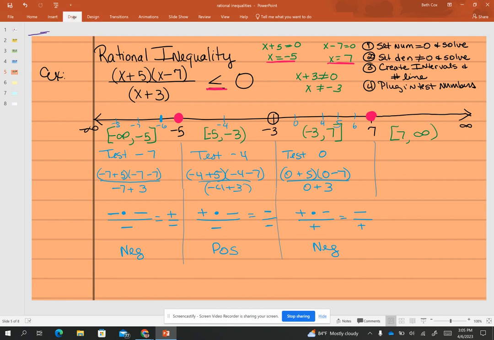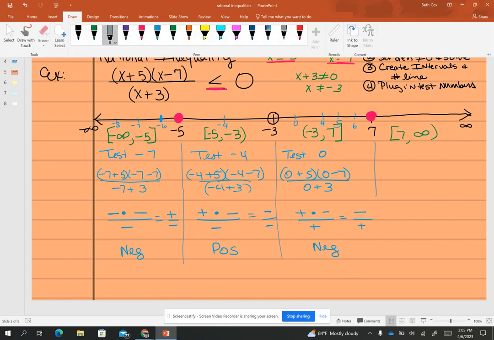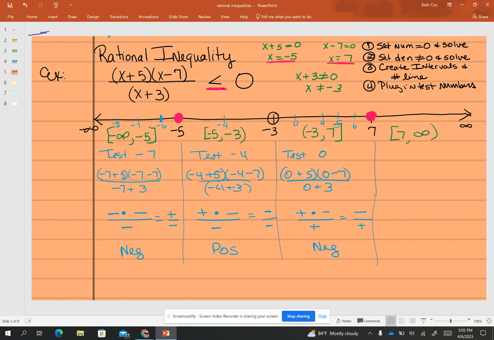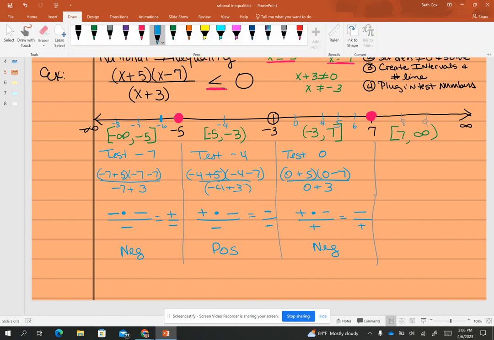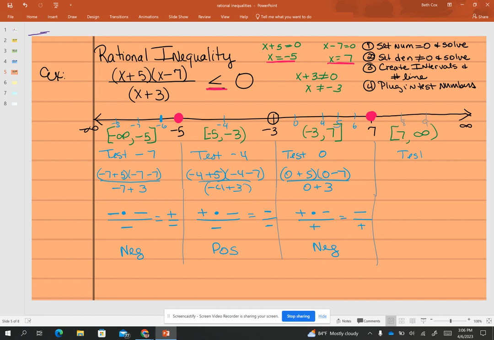One more. 7, what comes after 7? How about 8? 9? What do you want to test? You want to test 8? Let's test 8. You like 9 better? Go for it. It won't matter. So let's test 8. So 8 plus 5, that's positive. 8 minus 7, that's positive. And 8 plus 3, well, that's a positive number as well. So all of these are positive. Okay, I've done my 4 steps.